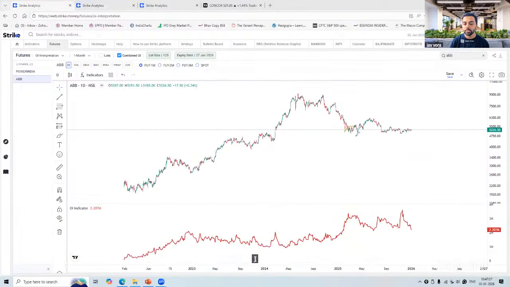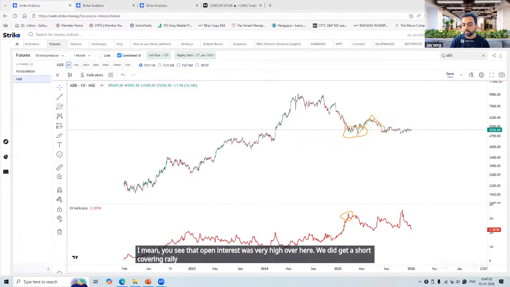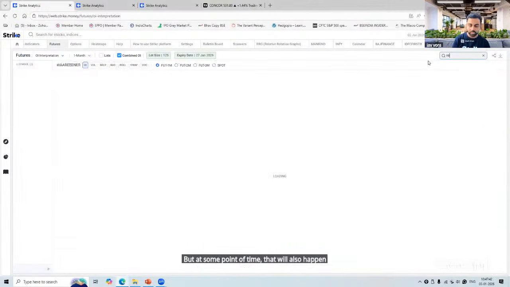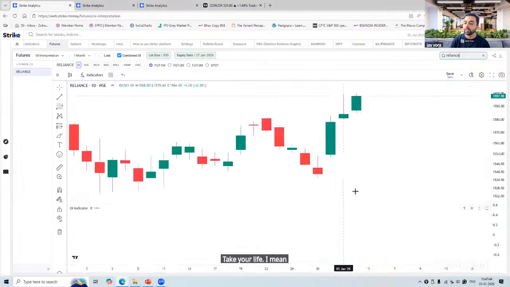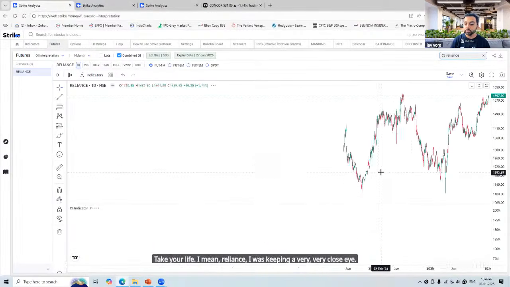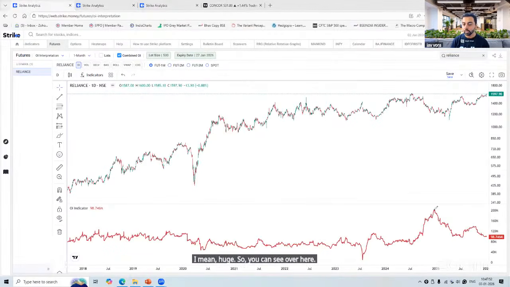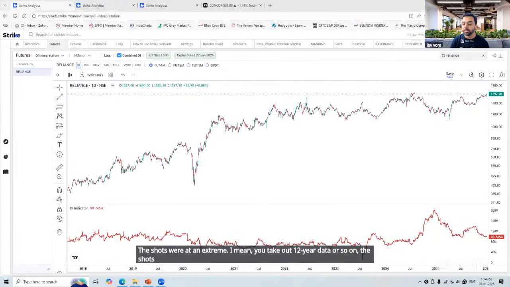You see that open interest was very high over here, we did get a short covering rally, but again there was a decline. And this was not a sustained recovery like we saw in ITC and so on. But at some point of time, that will also happen. Check Reliance. I was keeping a very close eye because there were huge shorts. You can see the shorts were at an extreme. Take out 12-year data, the shorts were at the highest and the prices had fallen and come back towards the previous high.